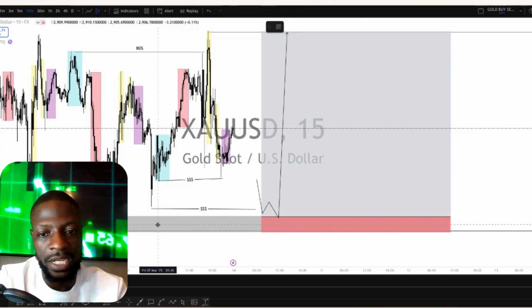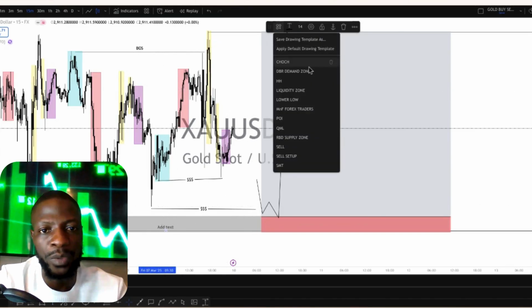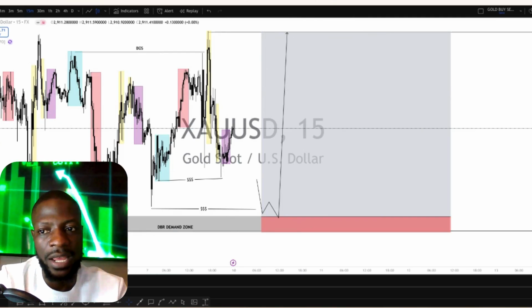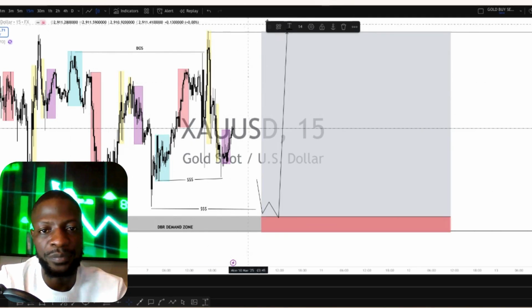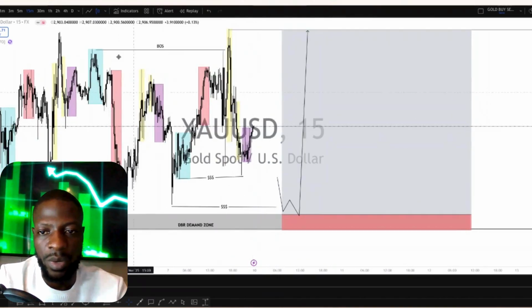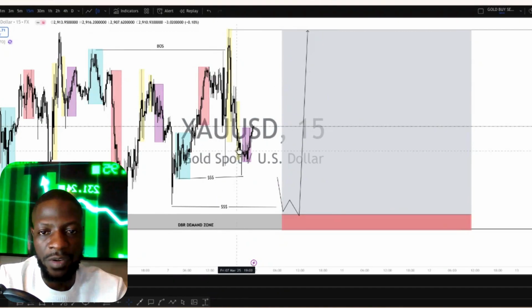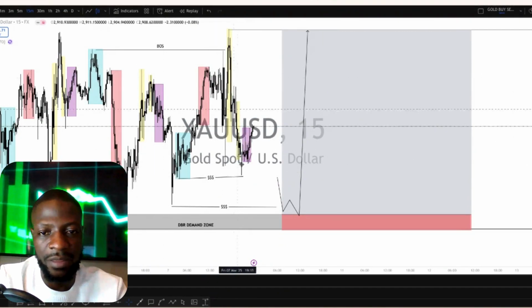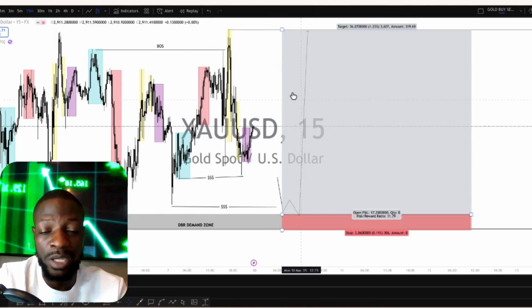So let's go ahead and finish up our analysis from here. That's a drop base rally there. Then we have a lower low here. Okay, we have our lower low right there. So we have a drop base rally, which is the break of structure to the upside. We have the market pulling back here, creating more liquidity.